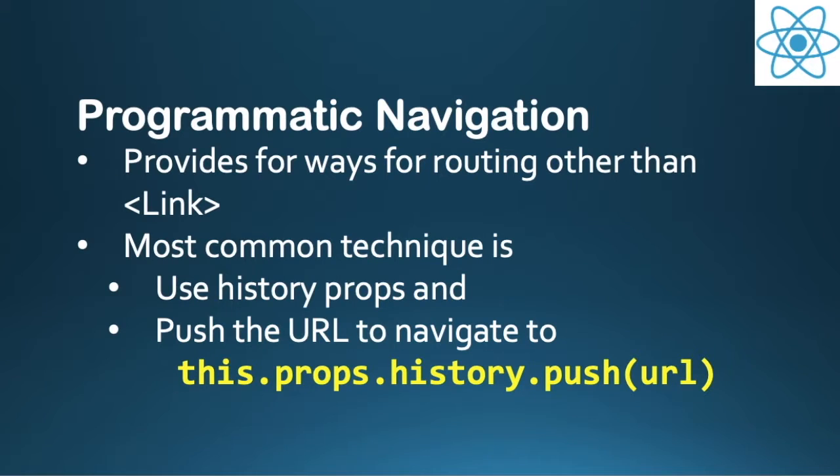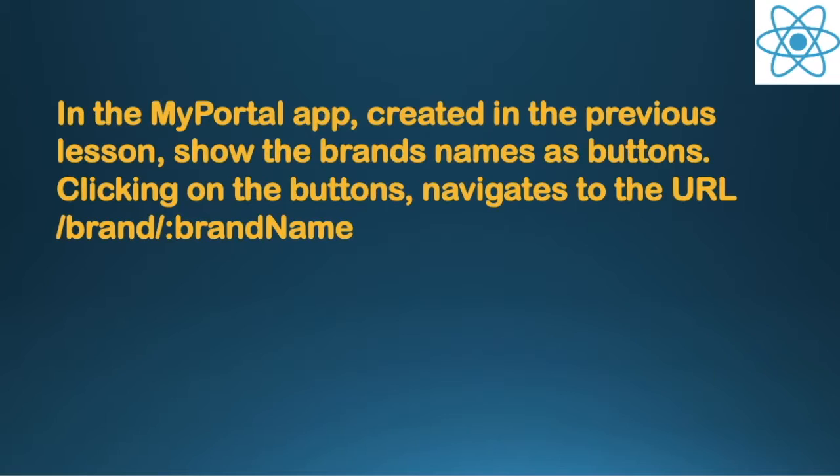In the previous video, we had seen how we define links for providing routes for navigation. Programmatic navigation provides ways of routing other than Link. So the most common technique is to use the history props and push the URL we wish to navigate to, using this.props.history.push and push the URL into it. So let us see a couple of examples of how we use programmatic navigation.